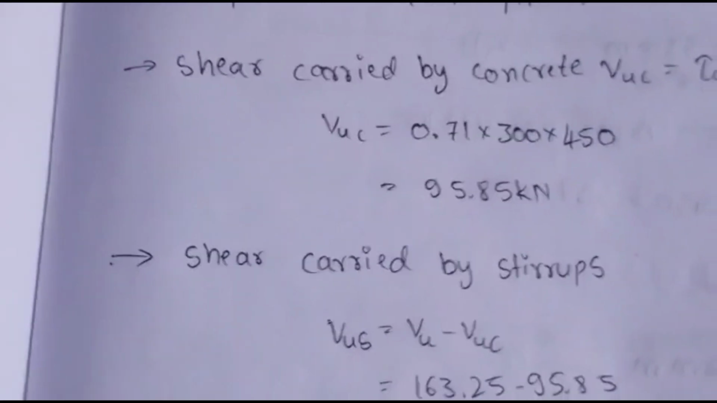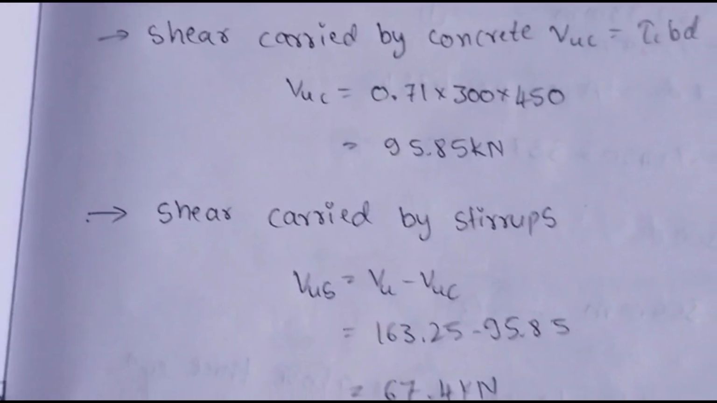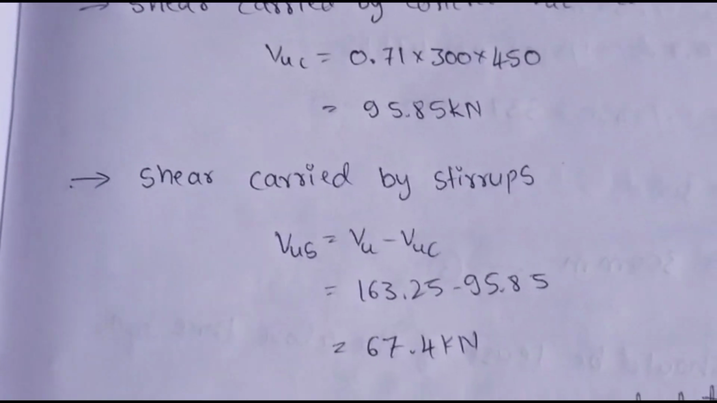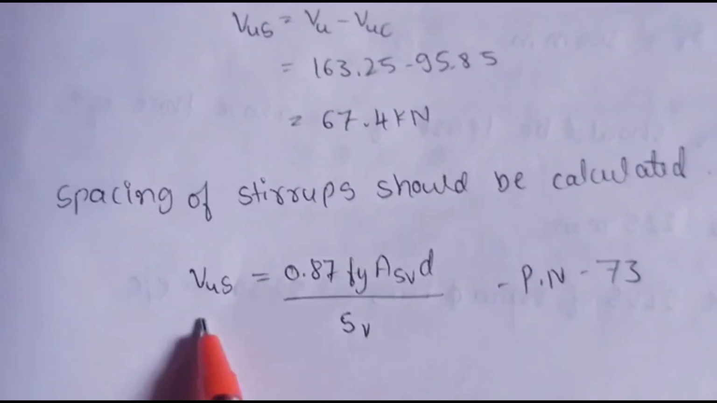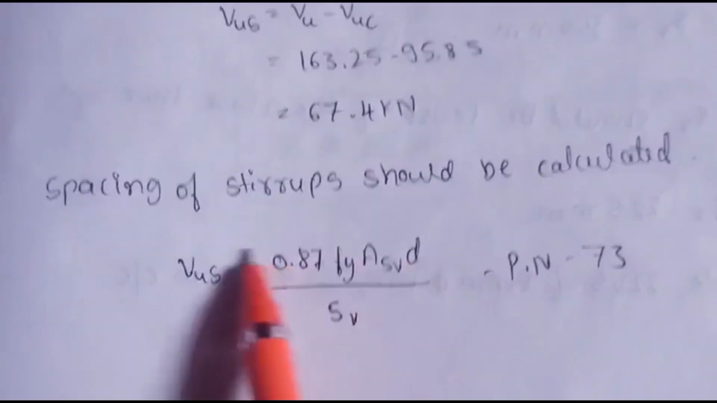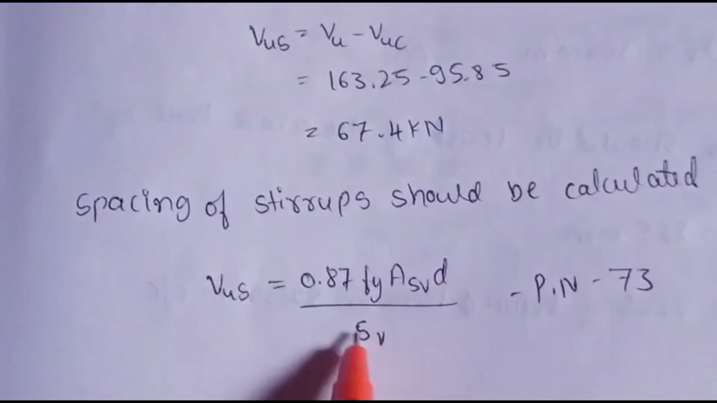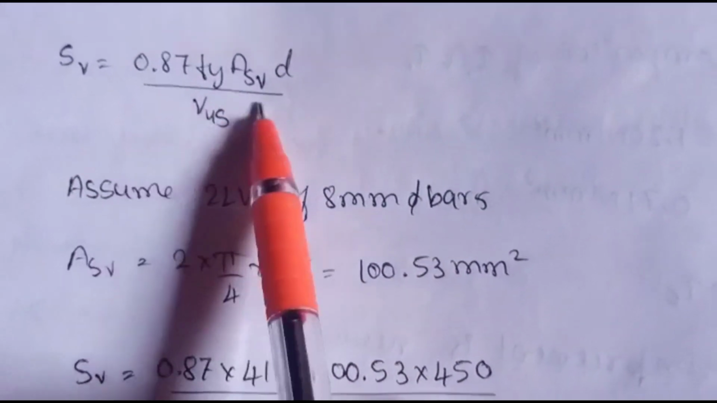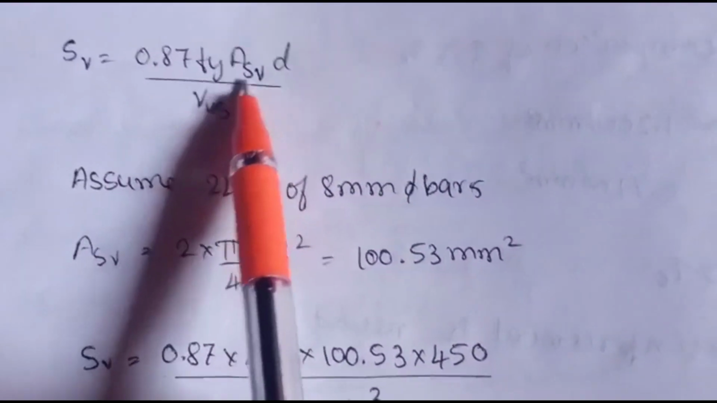After the calculation of shear carried by concrete and shear carried by stirrups, we need to go for the calculation of spacing of stirrups. So by using the formula Vus is equal to 0.87 fy Asv d divided by Sv. This formula is given on page number 73. I am moving Sv to here and taking this to here. I have rearranged this, and after that, for calculation of Sv, we need to calculate the Asv.